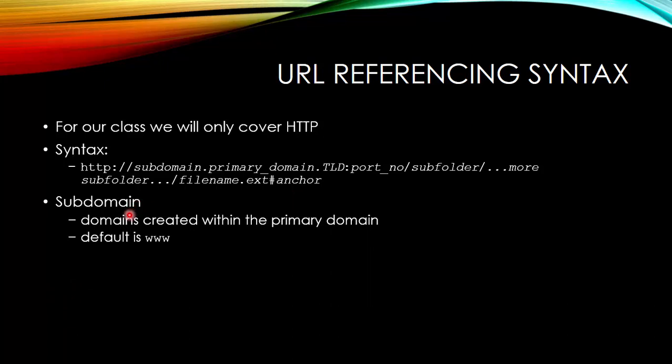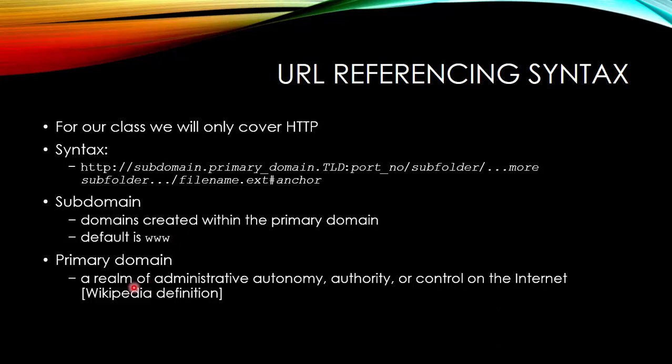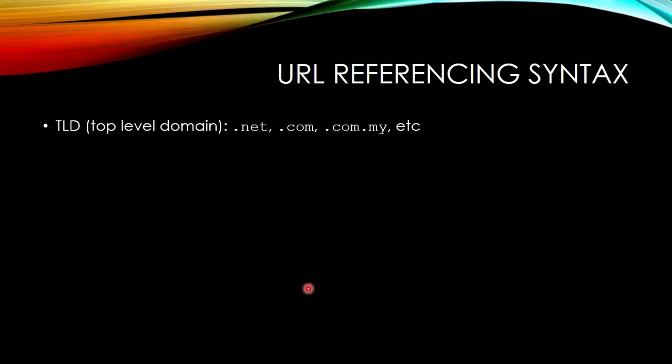What is a subdomain? A subdomain is a domain created within the primary domain. The default subdomain is www. The owner of the primary domain can create other subdomains besides www. The primary domain is a set of administrative ownership that can control that domain, or in simple words, the owner of the domain. TLD is the part that normally starts with a dot, for example .net, .com, .com.my, etc. This is the top level domain, or we can say the type of domain.